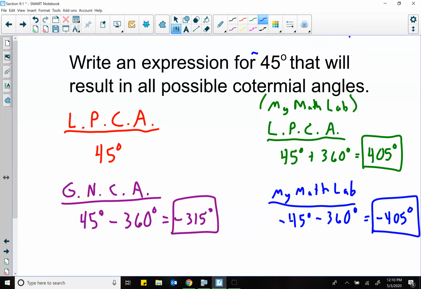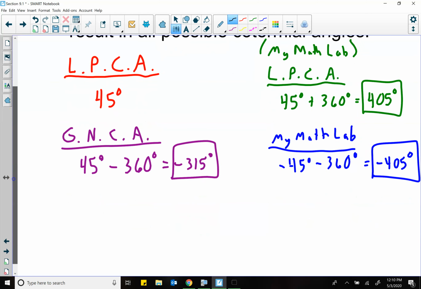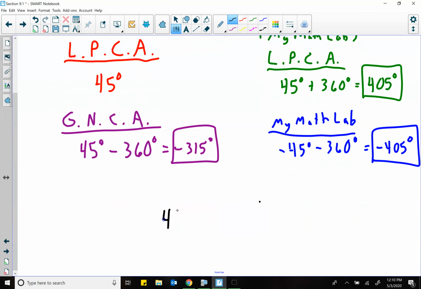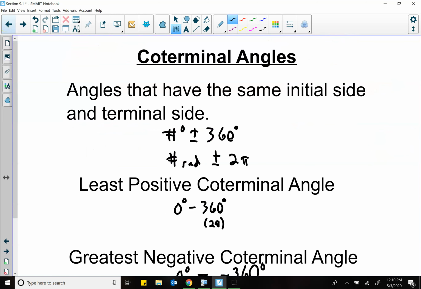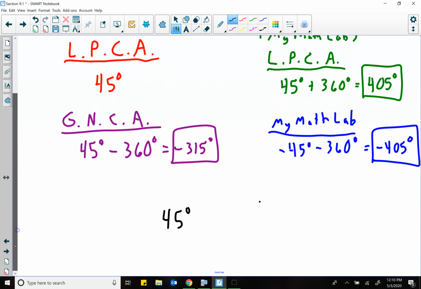Oh, I didn't finish this question. It says write an expression. So we want to figure out all possible coterminal angles. Okay, no worries. So again, I actually kind of gave you this expression in our notes right over here. Right here, this is the expression. Okay? All you have to do is put in the angle that you're dealing with. Because if we keep adding or subtracting 360, that's always going to be coterminal. So our expression is 45 degrees plus or minus 360 degrees.